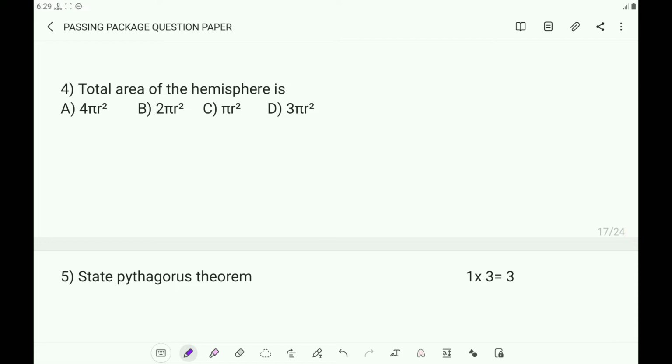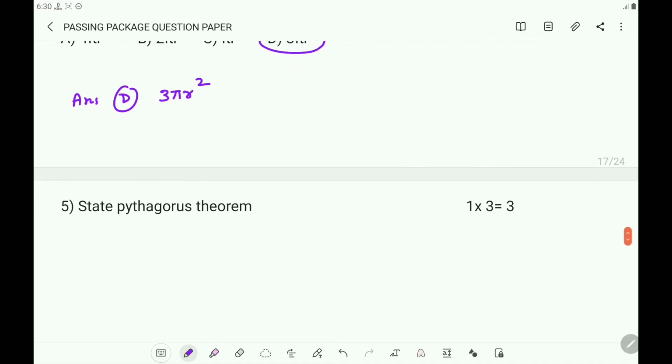Next you take total surface area of the hemisphere. You know that TSA of hemisphere is 3 pi r square, as it is having circular base and curved surface. And you know that is 2 pi r square plus pi r square, which becomes 3 pi r square. So which is the answer here? Answer is option D, 3 pi r square. That is the total surface area of the hemisphere.